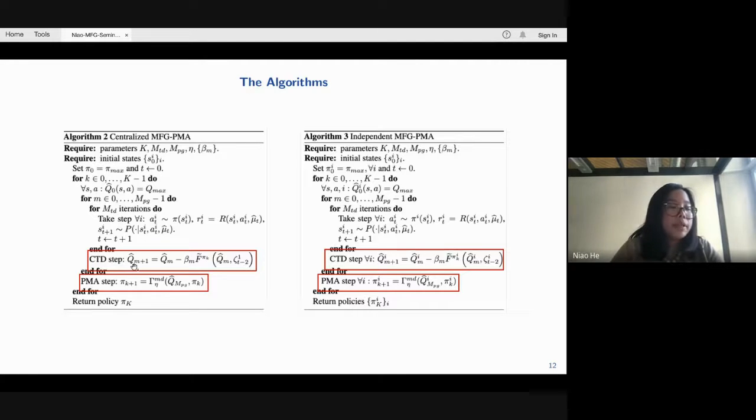So here, when we update the Q value functions, we're going to just pick any representative agent, just agent one. We're going to use the sample path it generated, and then we're going to use it to update the Q values based on some TD learning scheme.